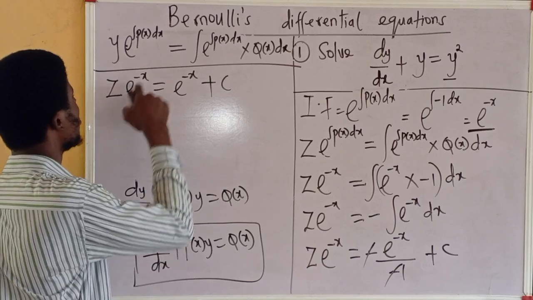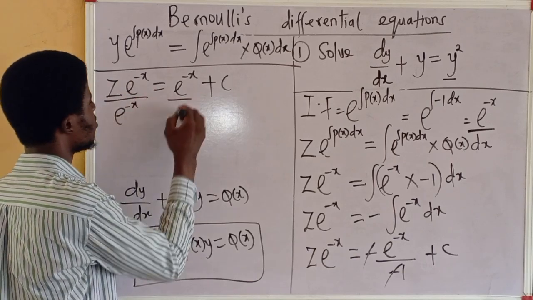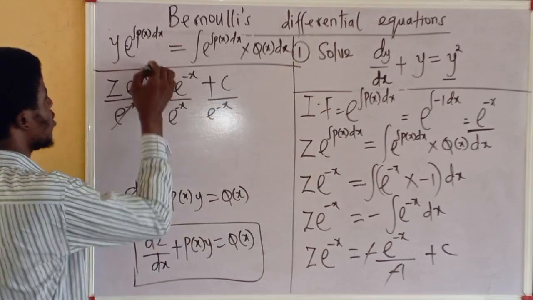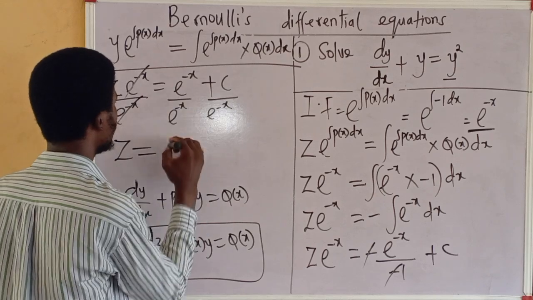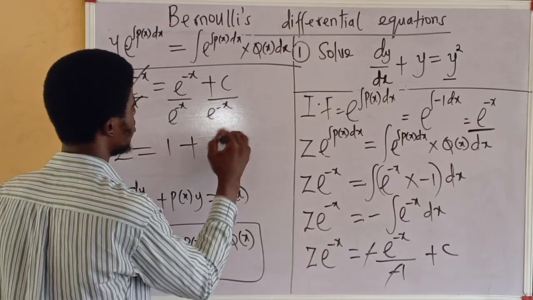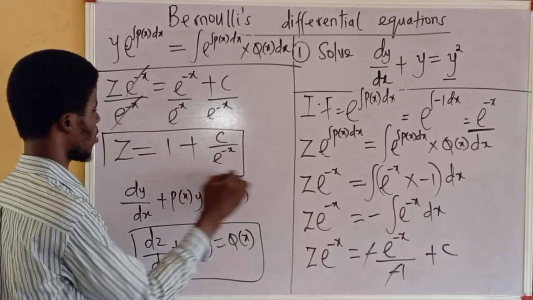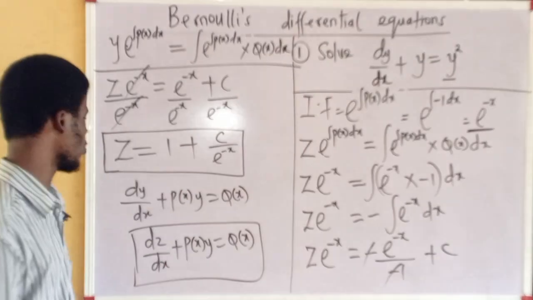Dividing both sides by e to the power of minus x, this will cancel out. z is now equal to 1 plus c over e to the power of minus x. This is the solution to that differential equation.